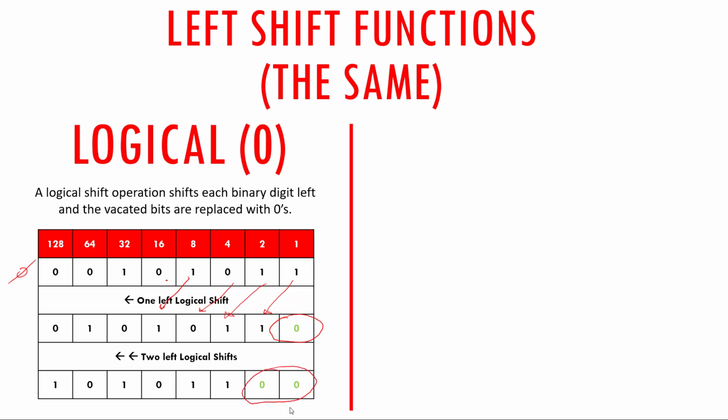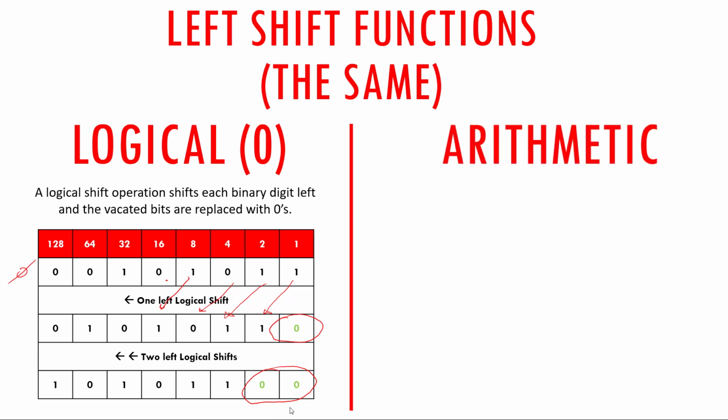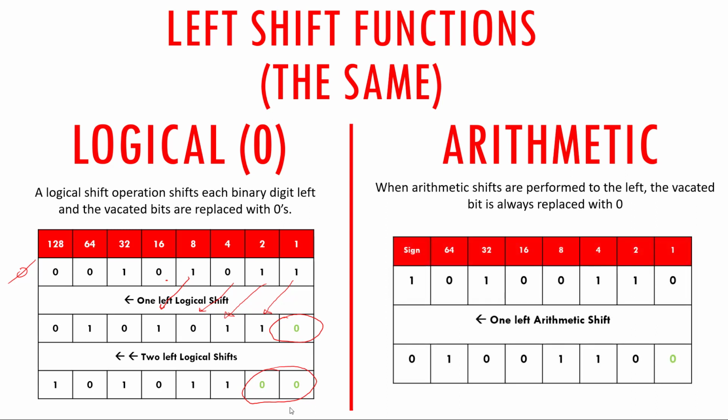Right? Now that isn't always completely accurate. We normally try and use an arithmetic shift, and that is a shift that's performed to the left. When the bit gets vacated, if the bit that left it was a 0, you replace it with a 0. If it's a 1, you replace it with a 1.